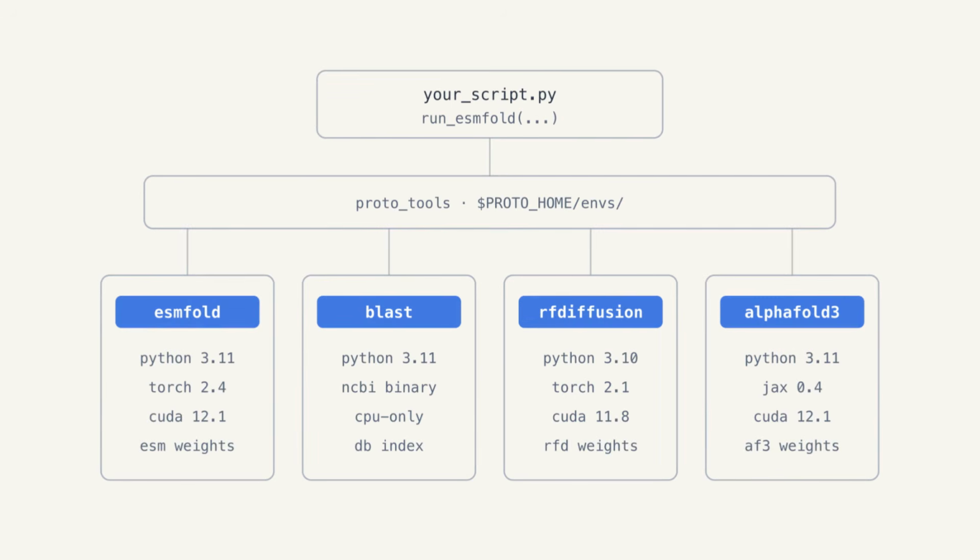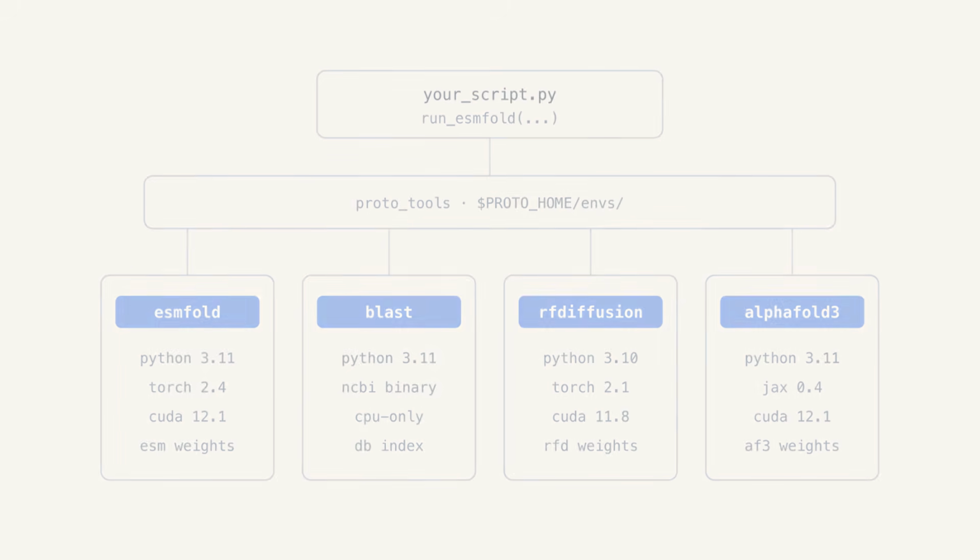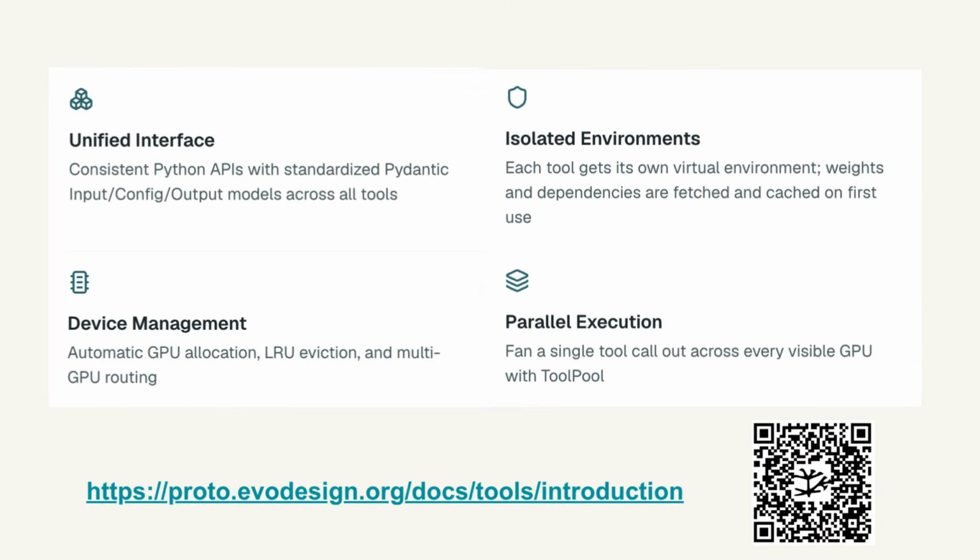Under the hood, every tool runs in its own automatically managed, isolated environment, so all dependency wrangling is handled for you. Proto detects your GPU and drivers to install versions of the tools that actually work with your hardware. And because everything is managed separately, you can run all of the tools from the same codebase. In addition, Proto Tools implements extensive infrastructure for features such as device management and GPU fanout, making it easy to call tools in quick succession. We've linked our doc page here so you can learn more.